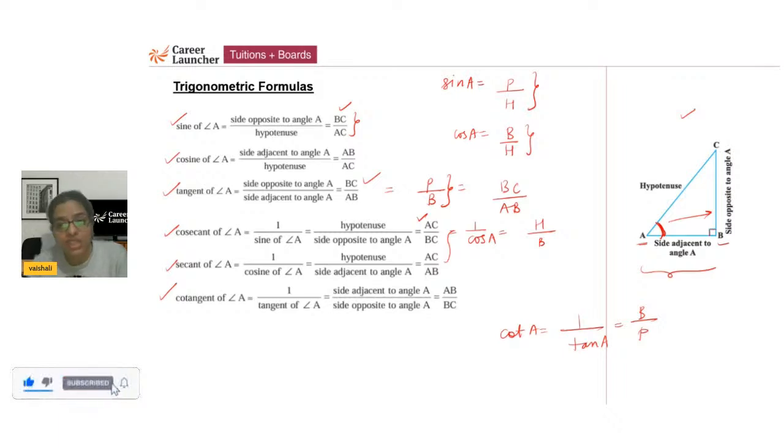With respect to C, if I want to find the value of sin C, the side just in front of it, AB, will act as the perpendicular, CB will act as the base, and AC will still be your hypotenuse. Right? So these are called the trigonometric ratios.